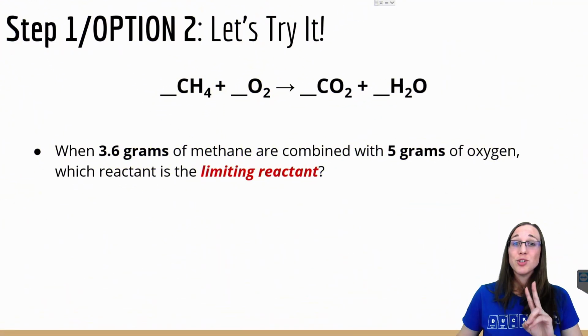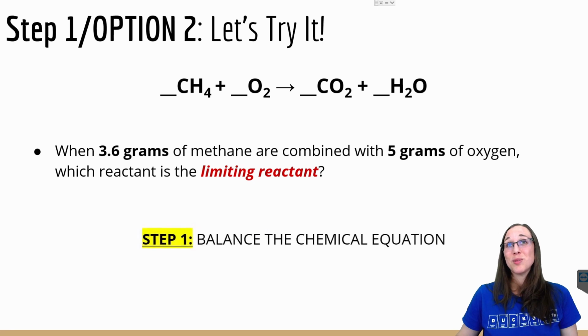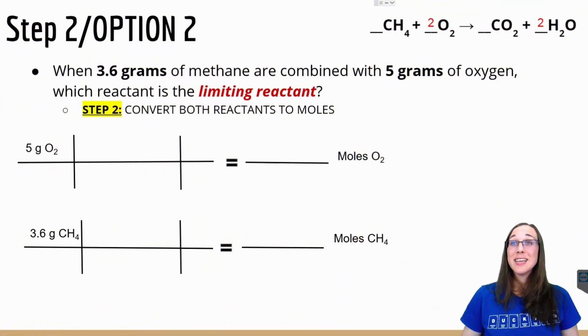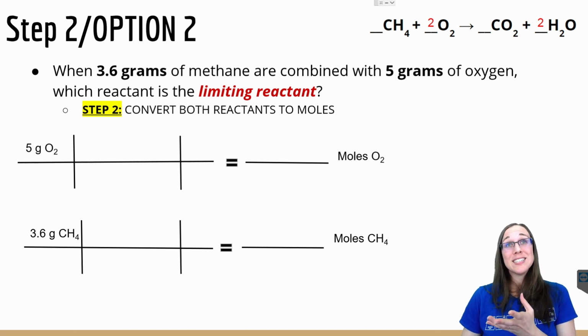So for this option 2 method, let's give it a try. Step 1 is to balance the chemical equation, of course, as always. And now this is the same chemical equation we were just using, so let's just skip the formalities and put a 2 in front of here and a 2 in front of there, and we know it's balanced. Step 2 of option 2 is to then convert both of the reactants to moles.